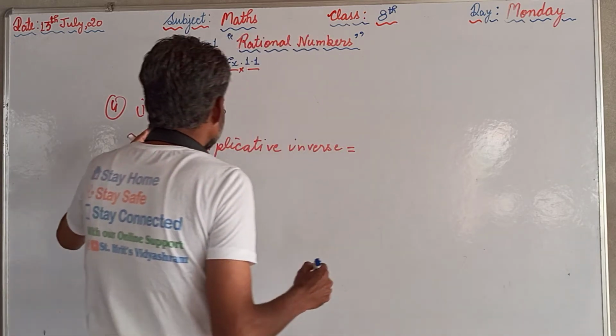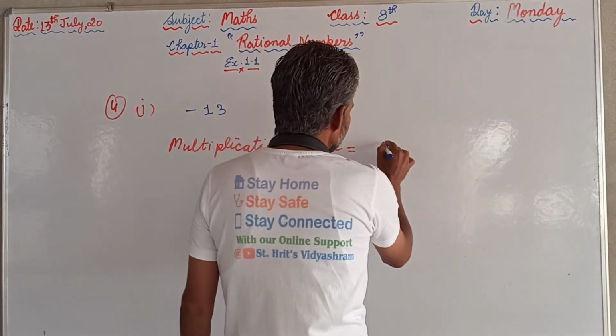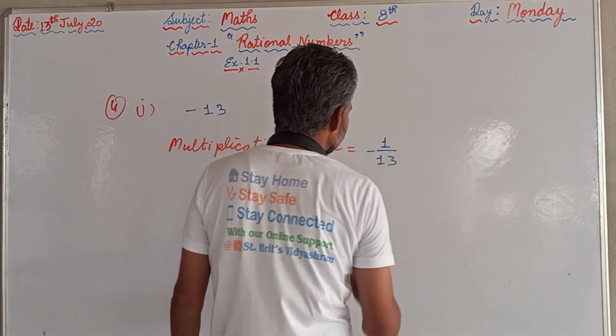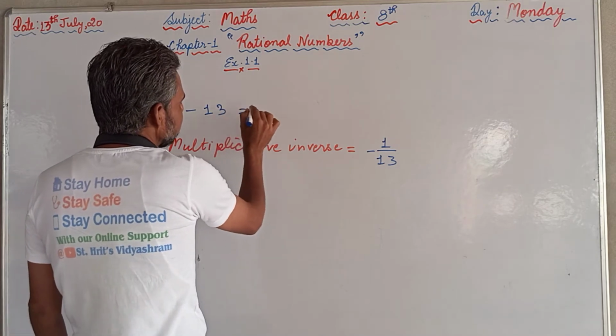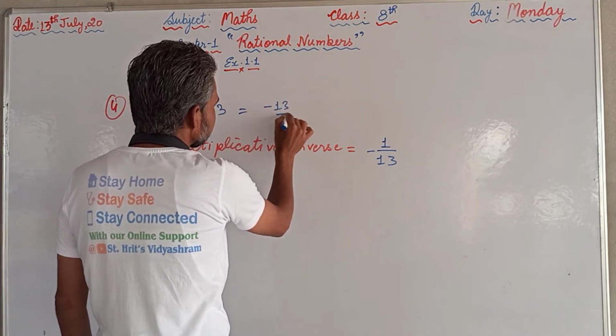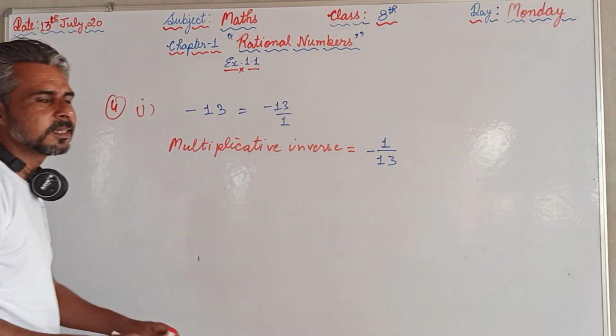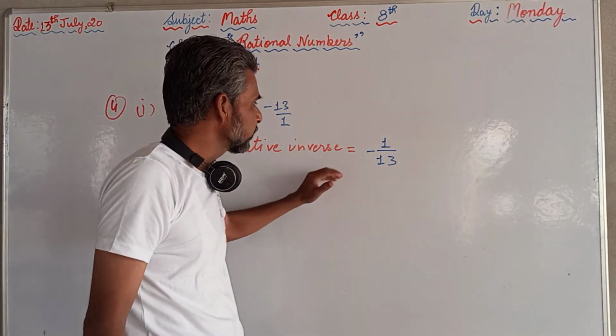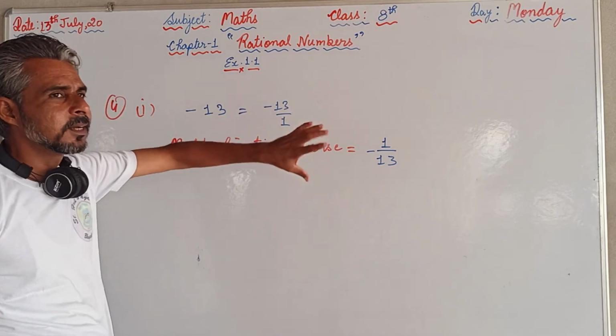We will write the reciprocal of that. Reciprocal means 1 upon 13 and the sign will be the same. This minus 13 we can write as minus 13 upon 1. Nothing is there, which means 1 is there as the denominator. So to find the multiplicative inverse, we are supposed to interchange the numerator and denominator.